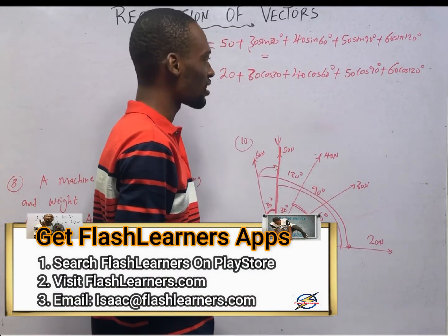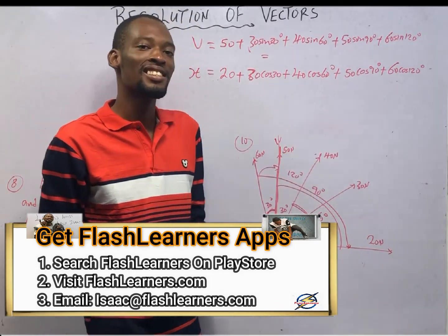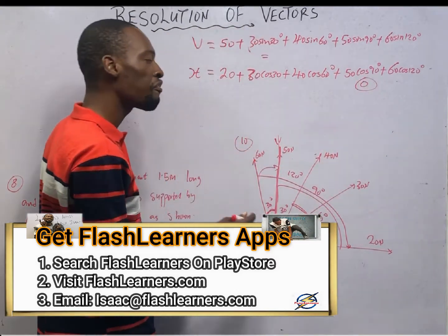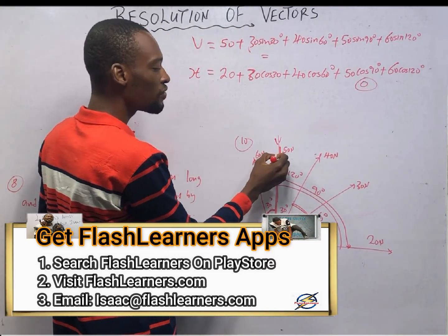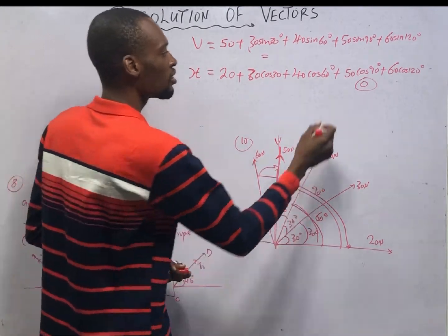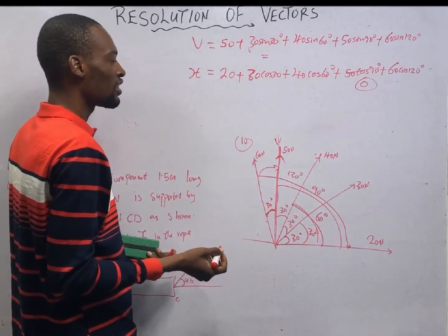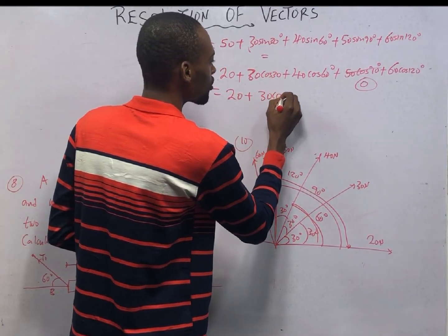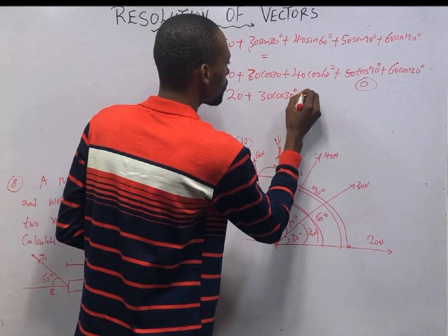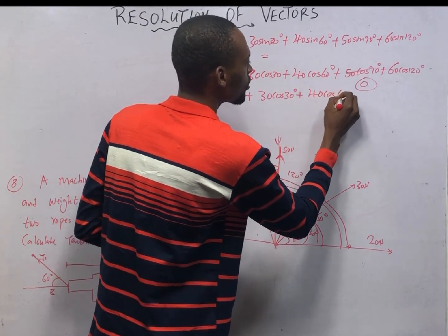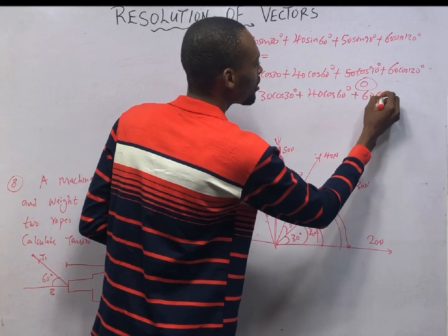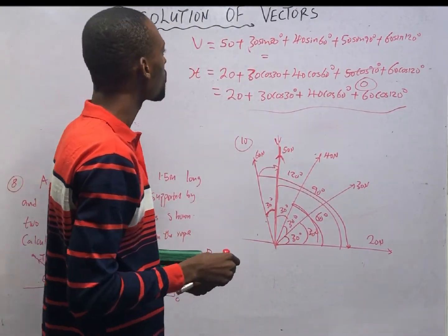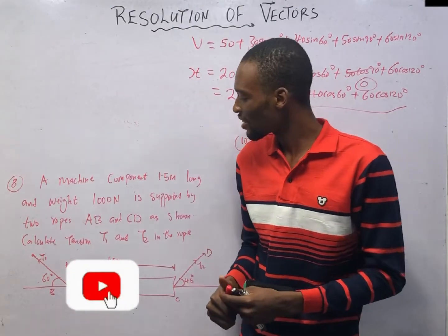Now take a look at something. Cos 90 is 0, which means 50 cos 90 here will give you 0. That further shows that this one is only vertical. It is not horizontal. So no need for it here. Actually, like we've been doing, this simply becomes 20 plus 30 cos 30 degrees plus 40 cos 60 degrees plus 60 cos 120 degrees. So this is your horizontal component. So resolve that, find the resultant and find the direction.